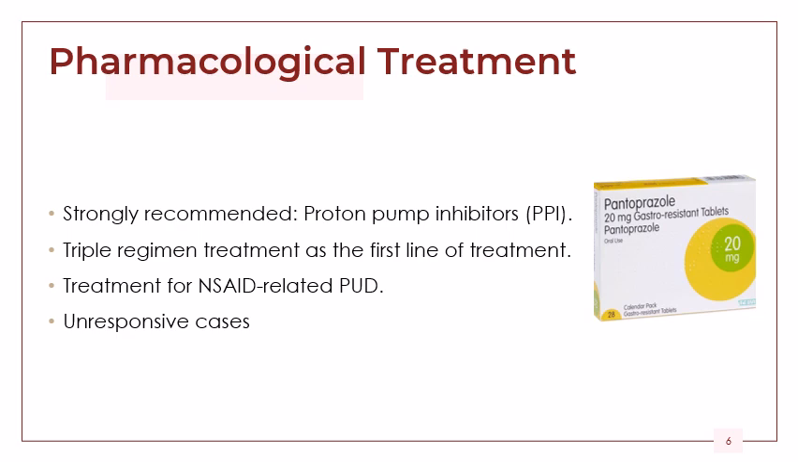Treatment for NSAID related PUD involves stopping, obviously, the use of the drug or medication, and then incorporating our previous PPIs. For unresponsive cases, in some cases, surgery is recommended. Vagotomy and partial gastrectomy is recommended.